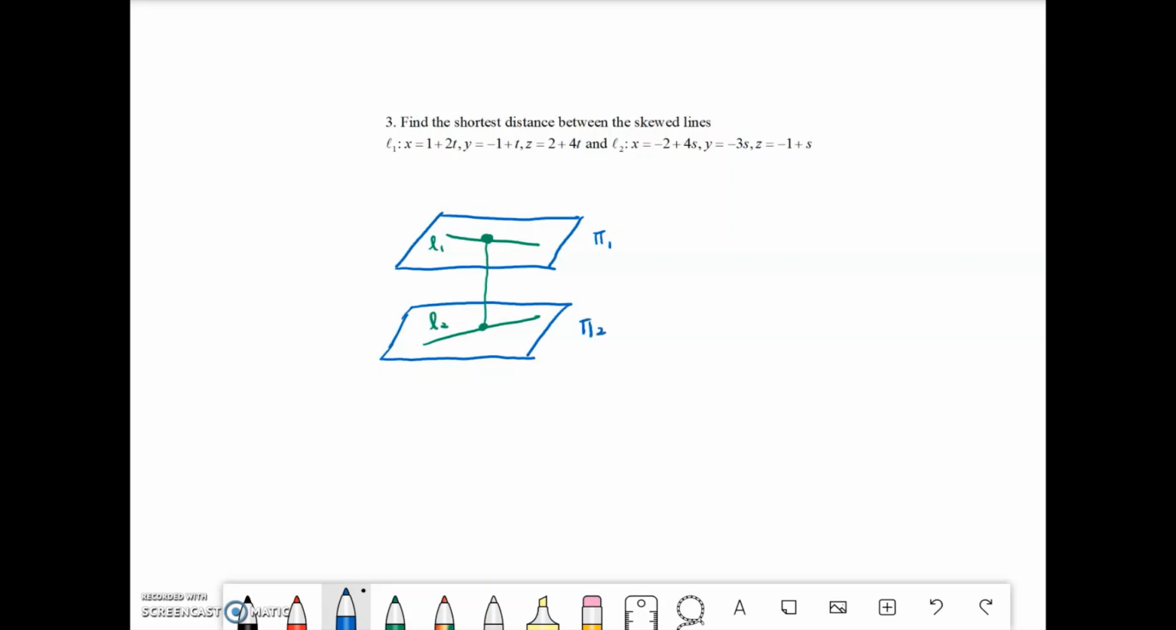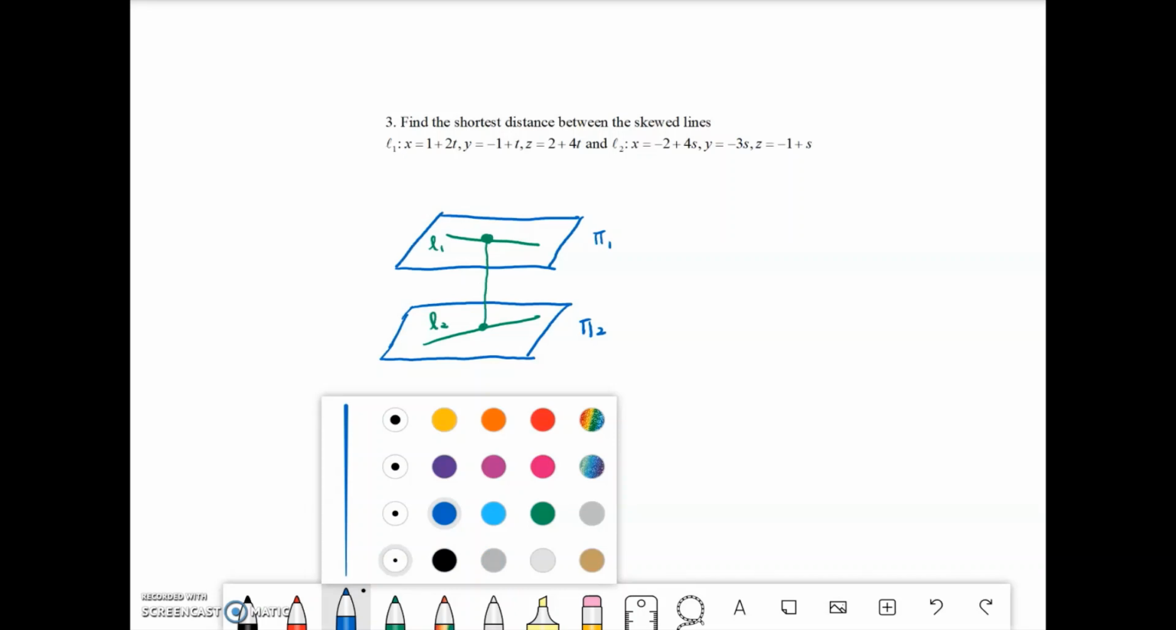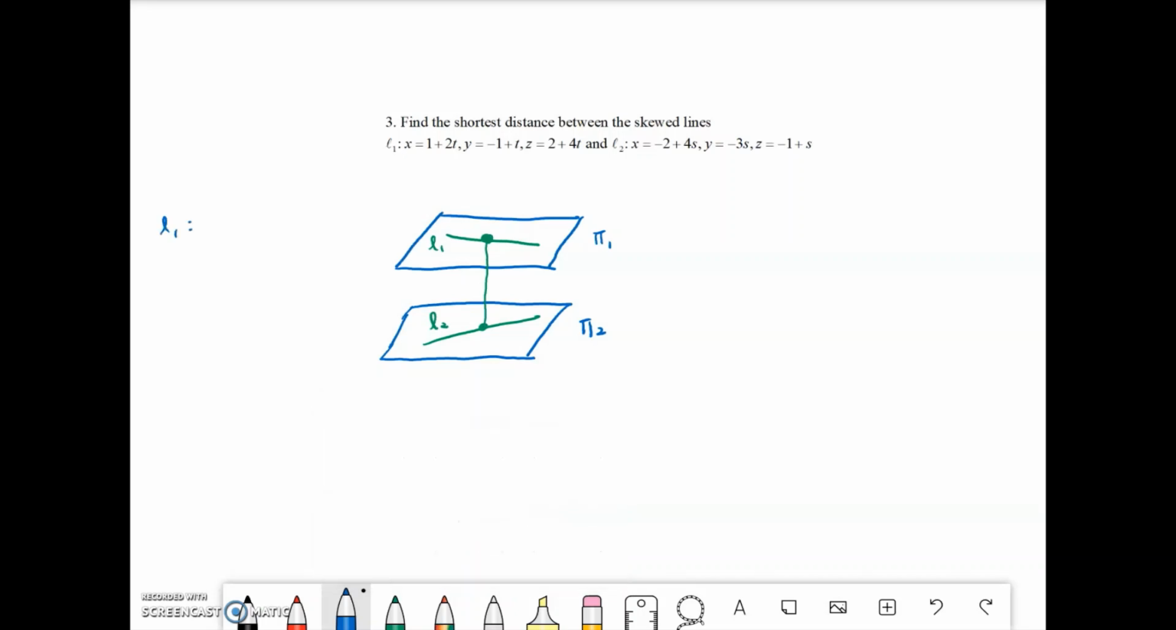Okay, here we have the equation of line 1. So I want to list out all the important things here, where in line 1 we can identify the point 1 that lies on line 1, which is L1. So from this equation we know that the point can be taken from these values, which is 1, -1 and 2.